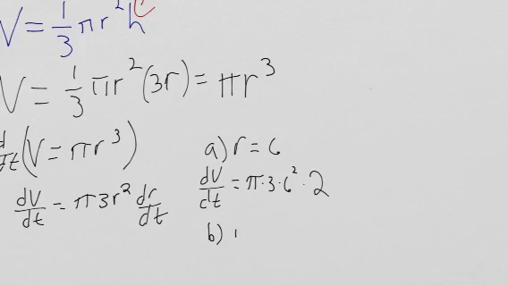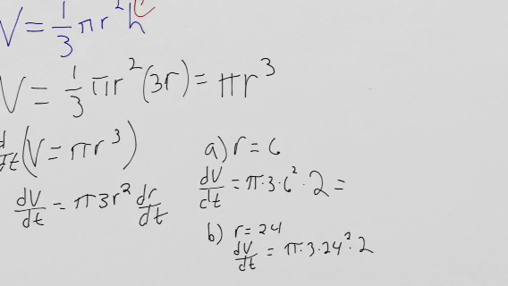For part b, we have r equals 24. Okay. So all that's going to change is we're going to have 24 squared instead of 6 squared. So we get dv dt equals pi times 3 times 24 squared times 2. Okay. So let's simplify both these answers now.